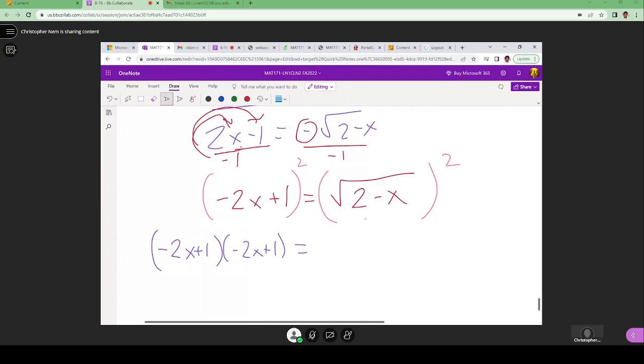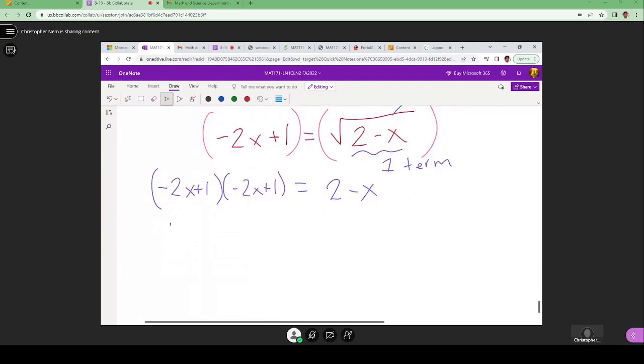Equals, and because inside the square root there are two terms, but from the outside it counts as one term, I can actually square it. So if I square it, the square and the square root cancel out. Boom. So I have 2 minus x. And then if I expand this out, you're going to get 4x squared minus 2x minus 2x plus 1 equals 2 minus x. And then you get 4x squared minus 4x plus 1 equals 2 minus x.